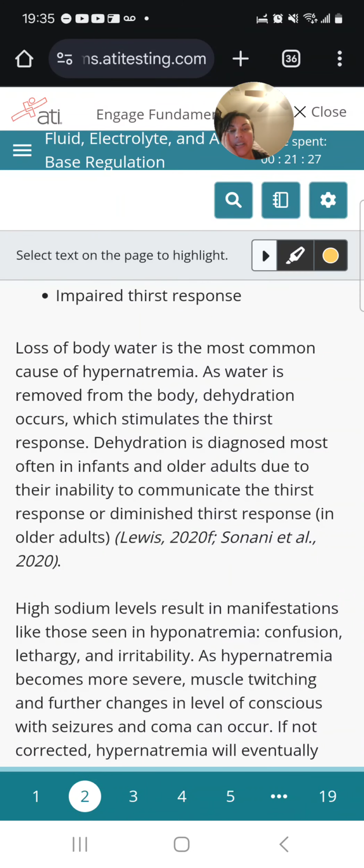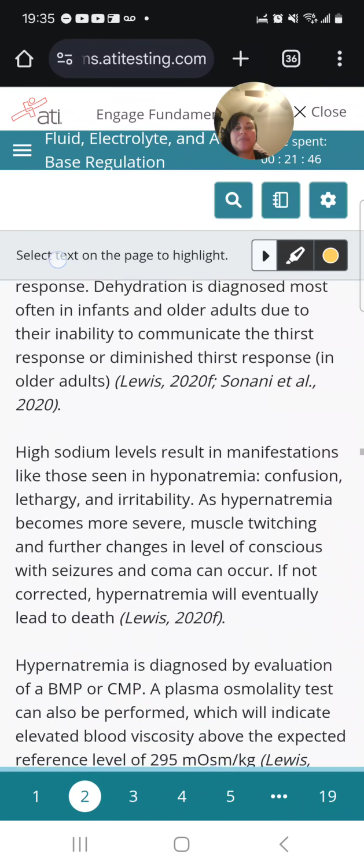Loss of body water is the most common cause of hypernatremia. As water is removed from the body, dehydration occurs, which stimulates the thirst response. Dehydration is diagnosed most often in infants and older adults due to their inability to communicate the thirst response or diminished thirst response.